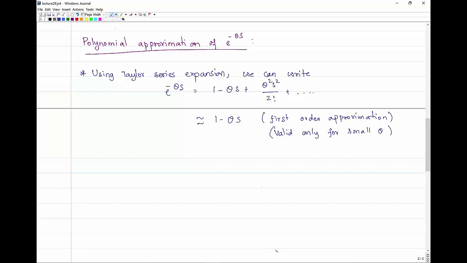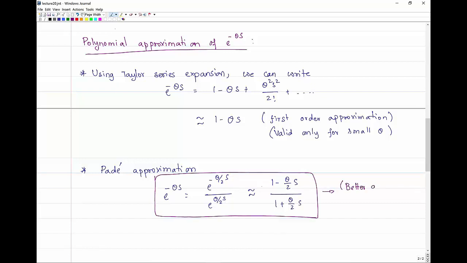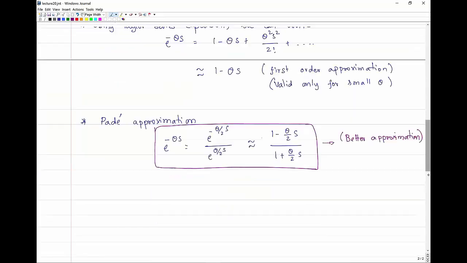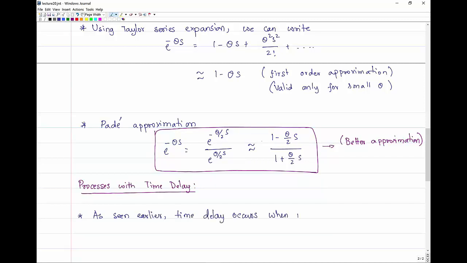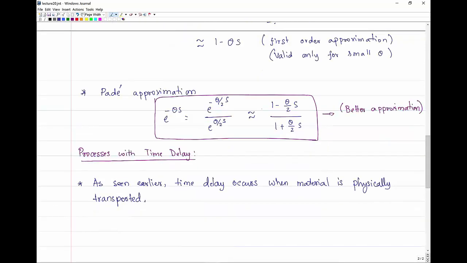The Pade approximation, on the other hand, is a slight variant of the Taylor series expansion. It turns out that the Pade approximation is better than the first-order Taylor series approximation. I just want to remind you as to when and where and how time delays occur. They occur as a result of material being transported from one location to another location. This is often how time delay or transportation delay occurs in chemical engineering processes. And in the Laplace domain, it is simply obtained by multiplying the original signal with an exponential term.